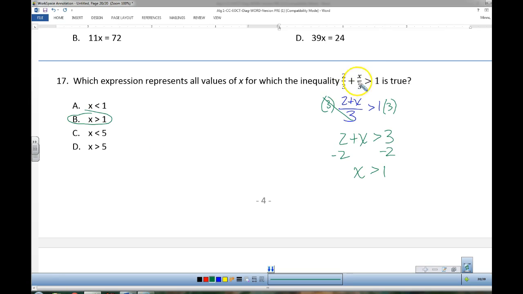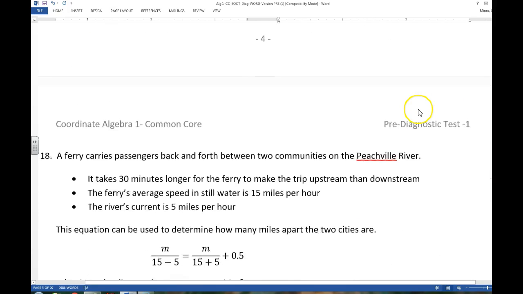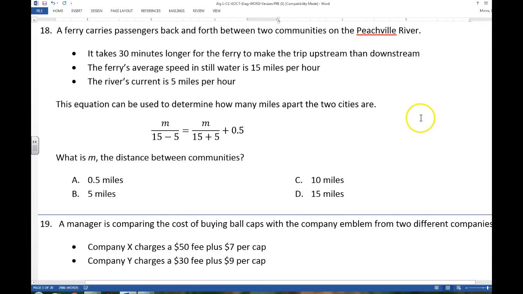Alrighty, number 18. Scroll down here. A ferry carries passengers back and forth between two communities on the Peachville River. It takes 30 minutes longer for the ferry.